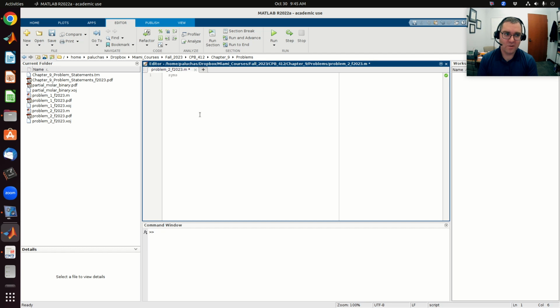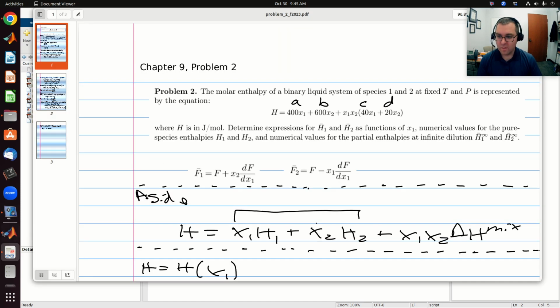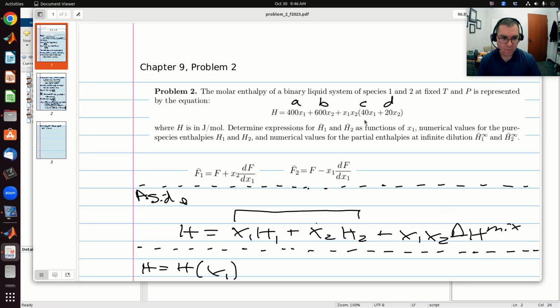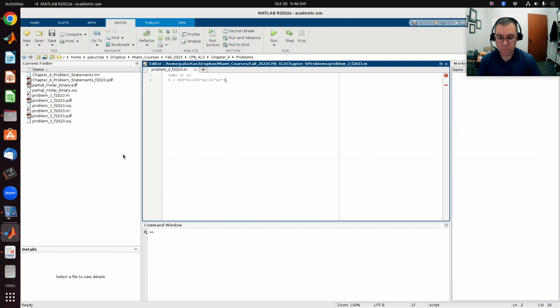And I'm just going to define some symbolic variables, and so my symbolic variables are going to be x1 and x2. Okay. All right, so now what I'm going to do is define my enthalpy function. So h is equal to 400 x1 plus 600 times x2, plus x1 times x2 times (40 x1 plus 20 x2).